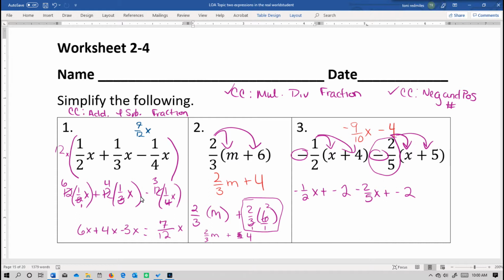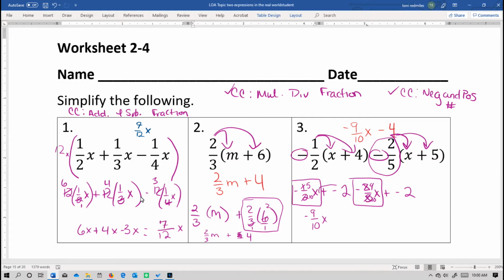All right, so now we have to get our like terms together. So I have this one and this one, which means two negatives mean I'm going to add, but I need common denominators. So this one is going to be 5/10, which 5 is half of 10, so that's why it's the equivalent fraction. And this one's going to be 4/10, okay? All right, so I'm going to add them together and make it negative. All right, so those two are done.